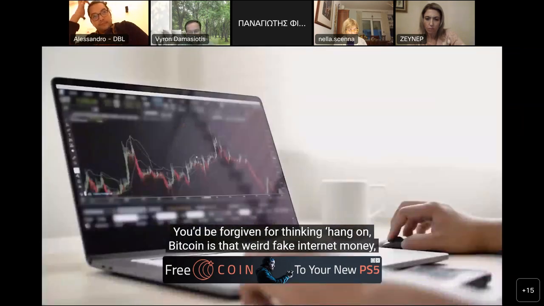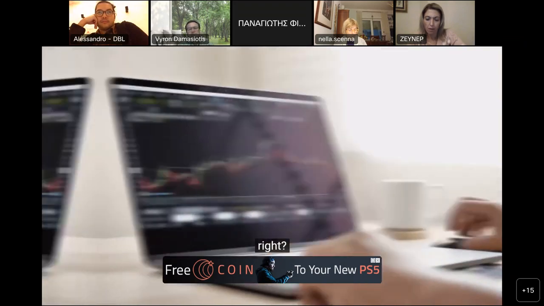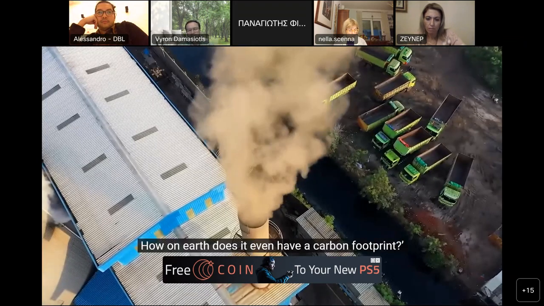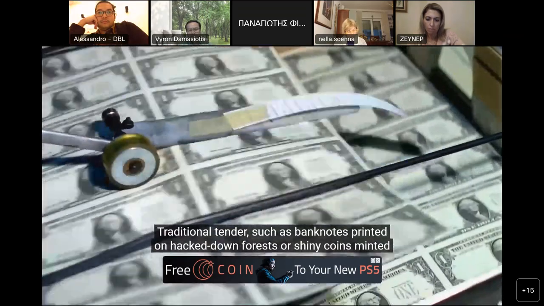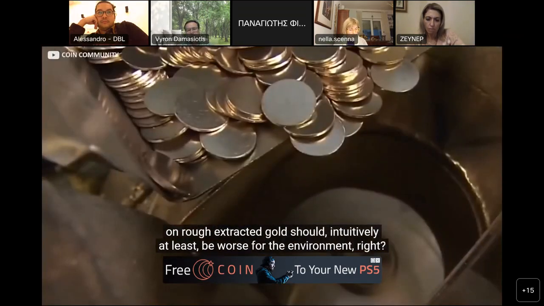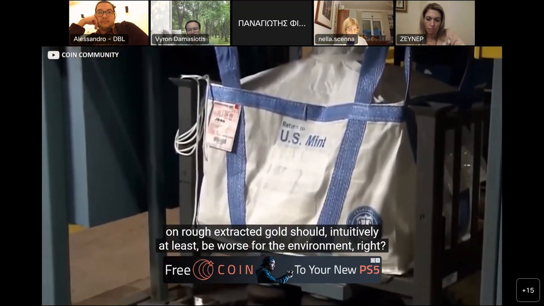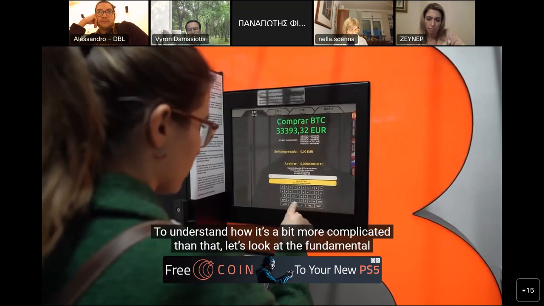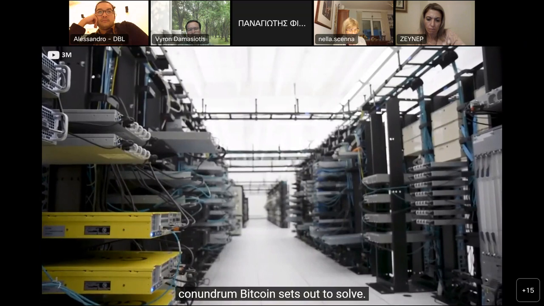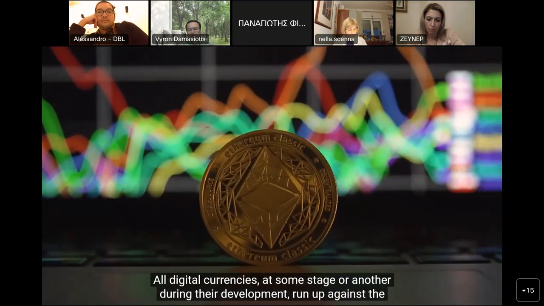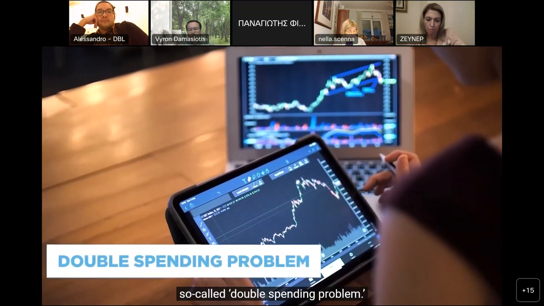You'd be forgiven for thinking, hang on, Bitcoin is that weird fake internet money, right? How on earth does it even have a carbon footprint? Traditional tender, such as banknotes printed on hacked down forests or shiny coins minted from roughly extracted gold should, intuitively at least, be worse for the environment, right? To understand how it's a bit more complicated than that, let's look at the fundamental conundrum Bitcoin sets out to solve. All digital currencies, at some stage or another during their development, run up against the so-called double spending problem.